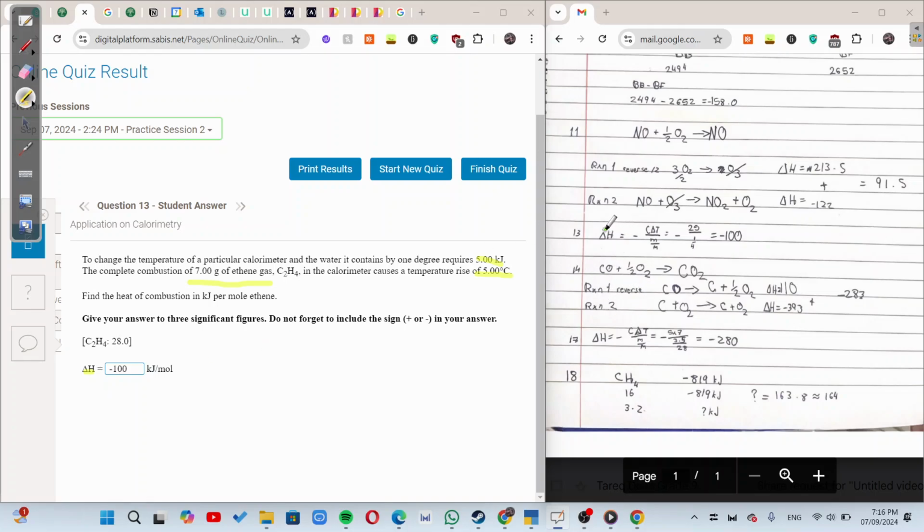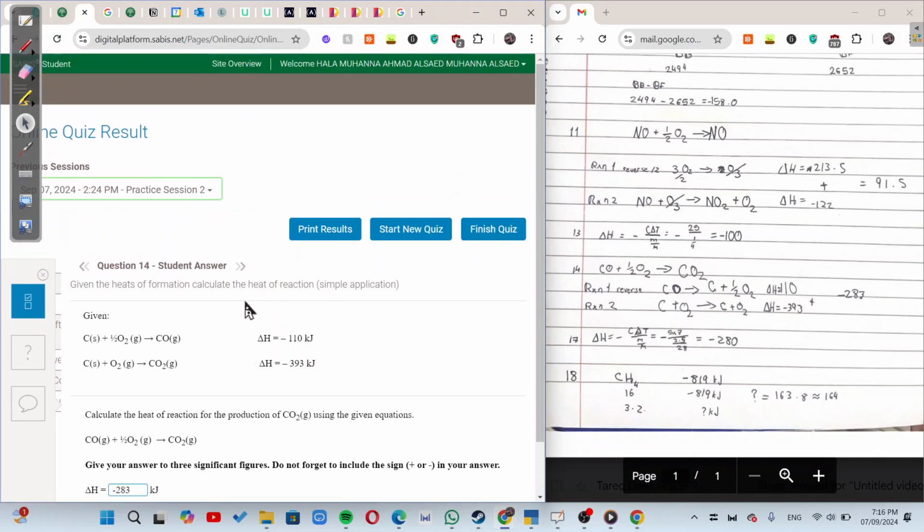So we know that the equation is delta H equals negative Q over n, which is C delta T M over n. So you do it all in your calculator. You put down all the numbers in your calculator. You're going to get negative 100. We did this also last week. We're repeating it again.